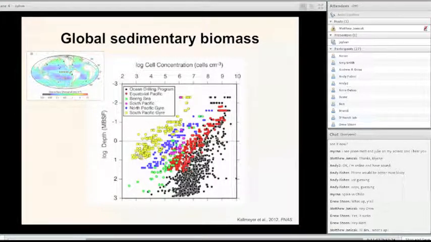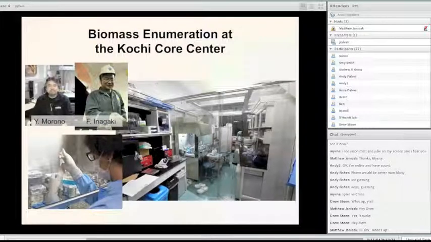So after going on the cruise and collecting a bunch of samples and trying a few different ways to enumerate biomass here in the lab at USC, it was not going well. So I wrote a grant to C-DEBI and said, these collaborators in Japan, Yuki Morono and Fumio Nagaki, have developed a really cool way to do a cell separation, and it allows them to analyze really low biomass samples, mostly from sediments. And so I said it would be great if I could go over there and try it with my rock samples.